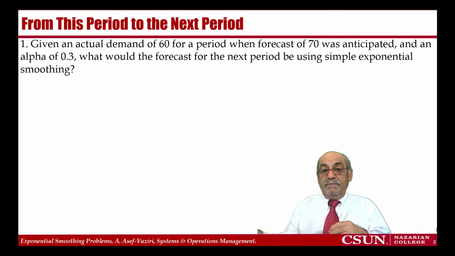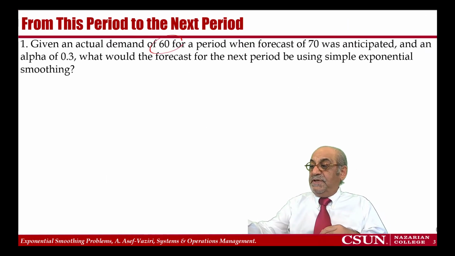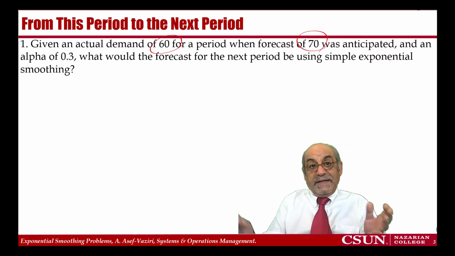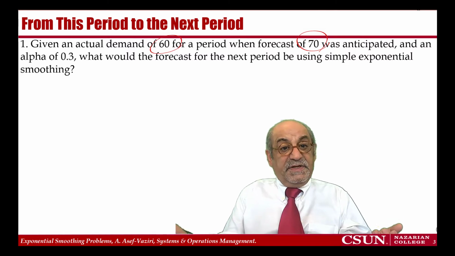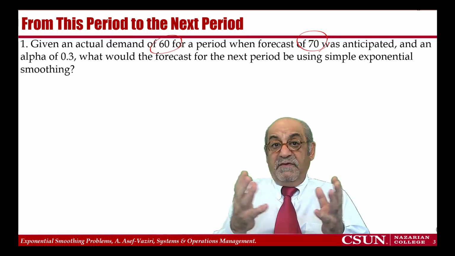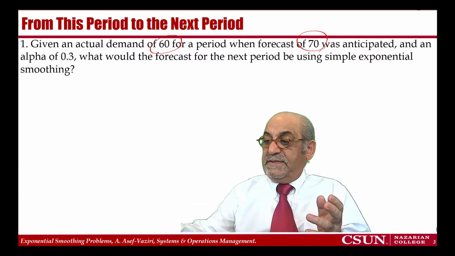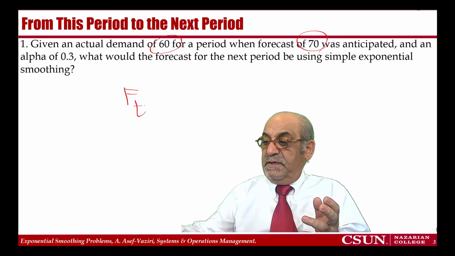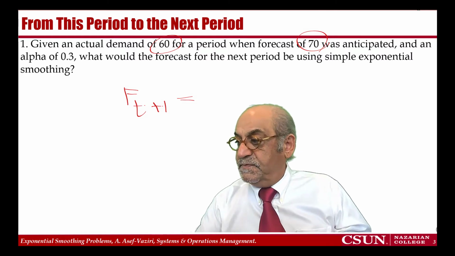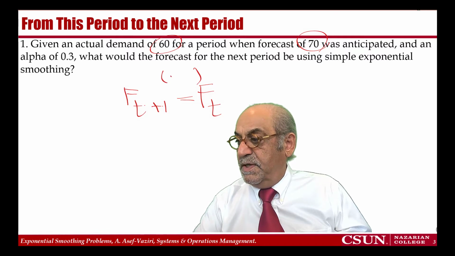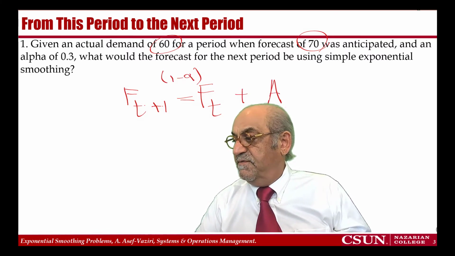In this problem, we have actual demand and forecast for the current period, and we want to forecast for the next period using alpha equal to 0.3. Forecast for t plus 1 is equal to forecast for t times 1 minus alpha plus actual for t times alpha.